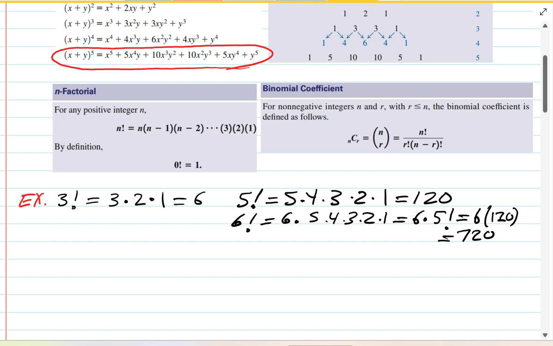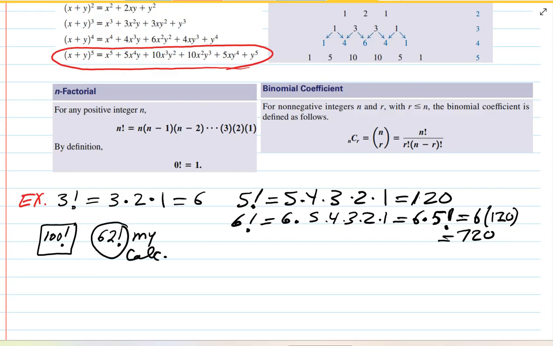In fact, with a lot of older calculators, I don't know about today's calculators, you can test the capacity of your calculator. Try to do 100 factorial. See if your calculator can handle it. The older calculators, like the one I had a long time ago, could only handle 62 factorial. I'm sure calculators have improved and they can do more than that.